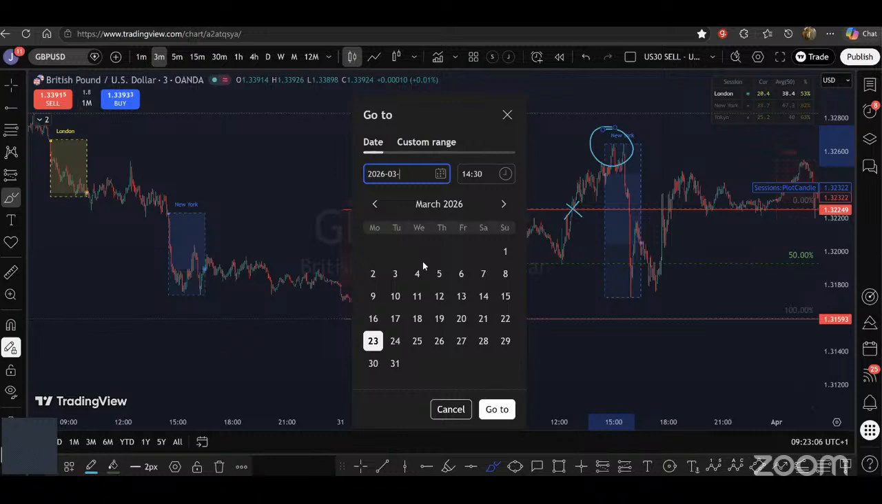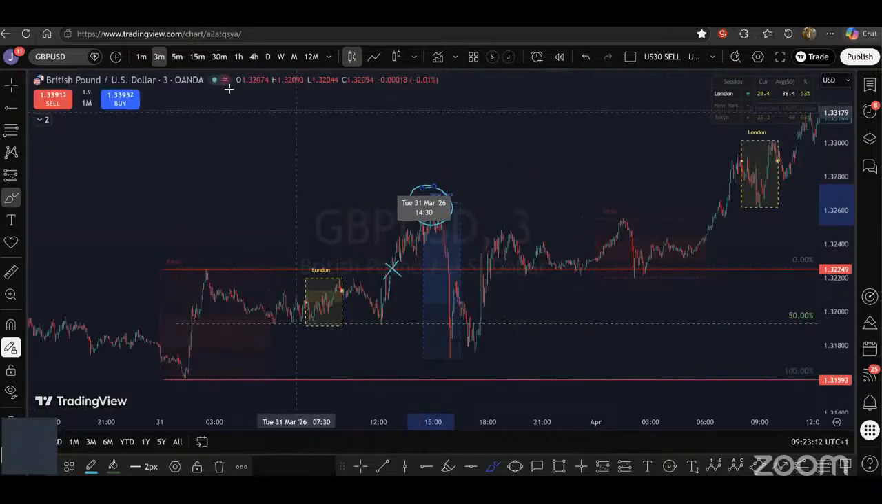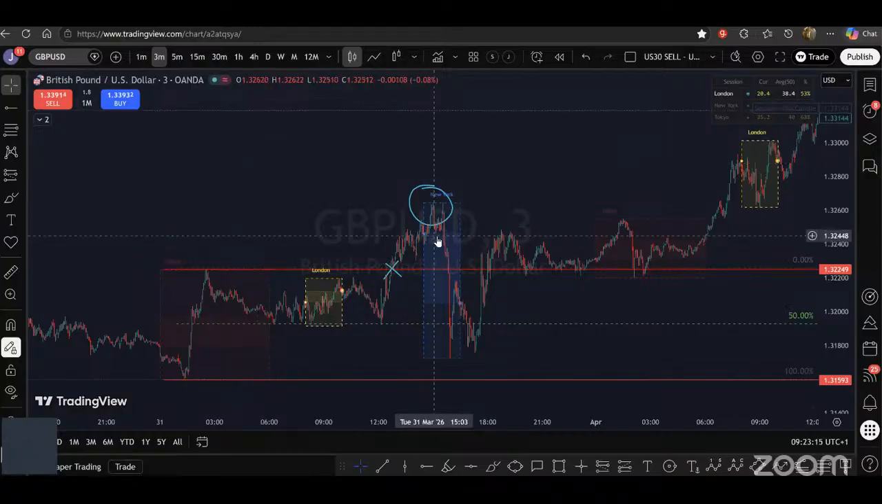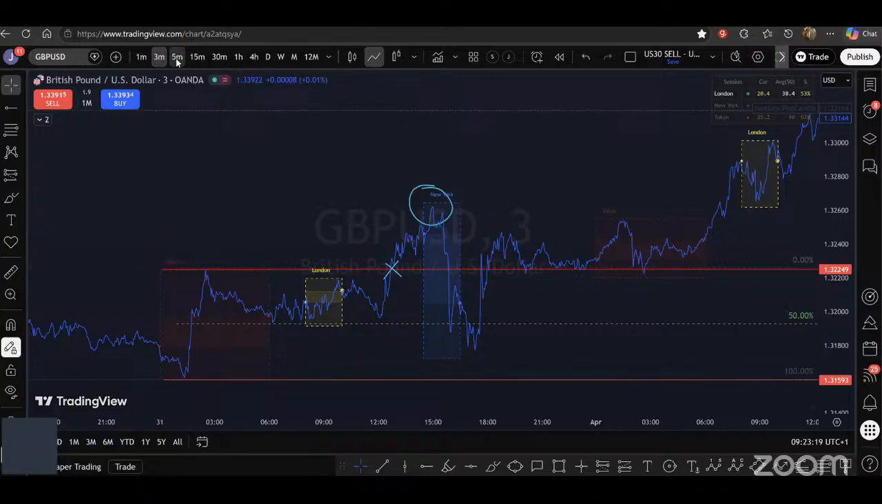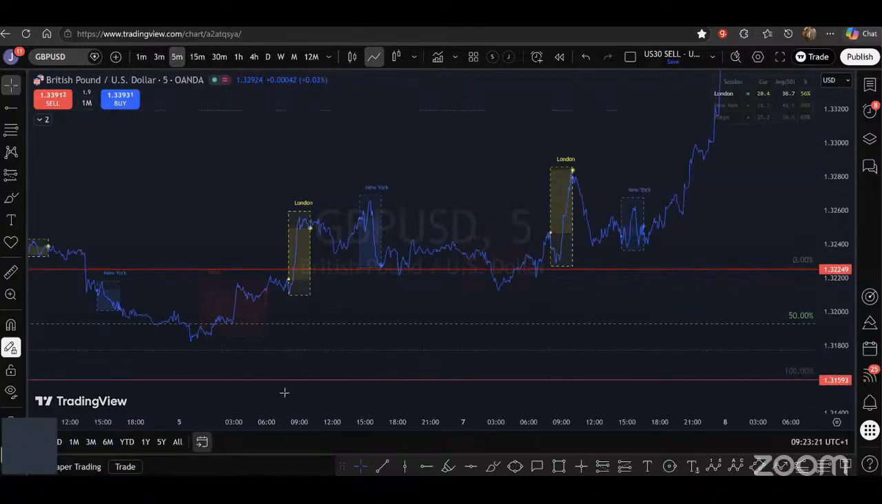Why isn't it going in there? 31st of March, Tuesday, 31st of March, when New York opened here. Let's see if on a smaller time frame we're getting what we need to see. All right, so I'm looking at it on a 5-minute time frame first, which is larger than that.